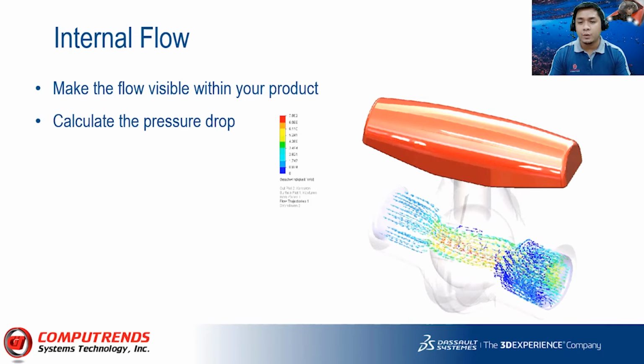First is the internal flow. Using this study, we can see the virtual flow within your product based on many different result frameworks. You will identify critical areas within your product at an early stage of the design. Moreover, it can calculate the pressure drop and check various configurations to find the best design to improve efficiency.